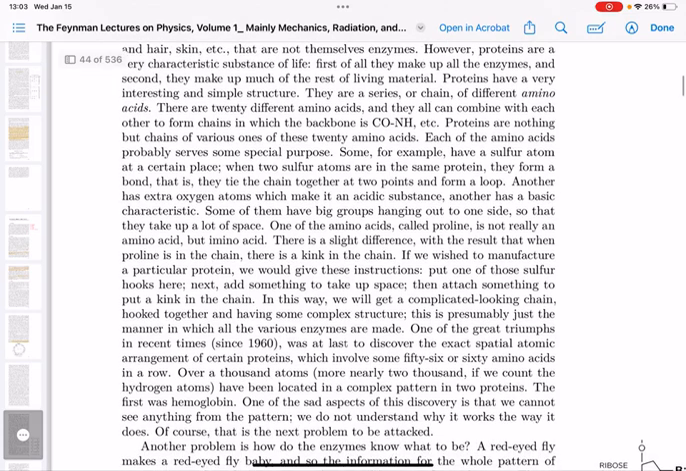You know, proteins have a very interesting and simple structure. They are a series or a chain of different acids. There are 20 different amino acids, and they all can combine with each other to form chains in which the backbone is CO, and an H.